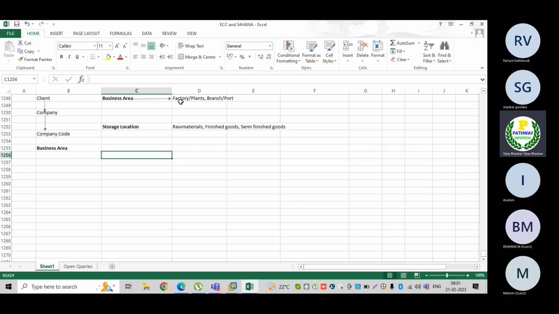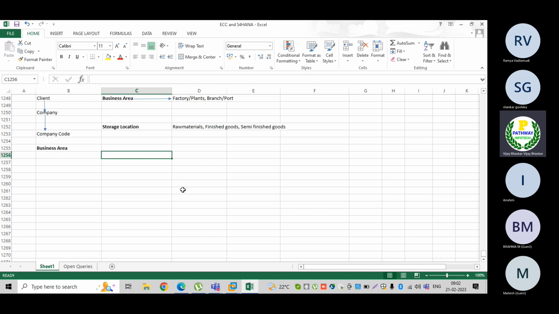Now, the business area will be assigned to the plants, and plants will be assigned to the sales organization, and the business area will be assigned to the sales organization. See, in this complete cycle the business area will play the key role, because it is assigned to the plants. Remember, this will play the key role. That is the reason I mentioned the business area.